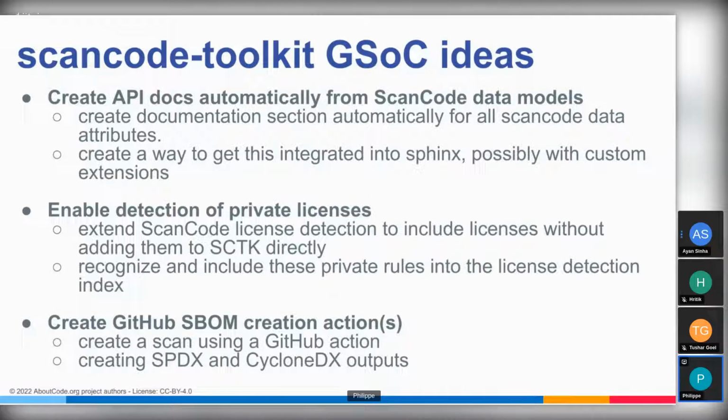Next is enabling detection of private licenses. A lot of the time there are users who have their own, sometimes proprietary, licenses, and they want to be able to run a scan with those private licenses included in the index, but not having to post them in scancode directly, obviously. So we need a way to extend our license detection index to include these private rules.